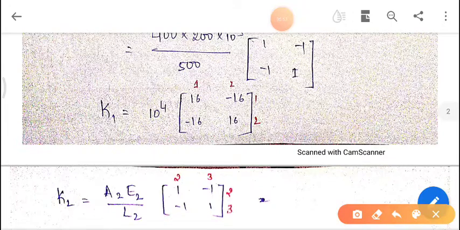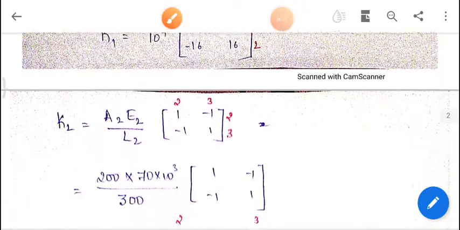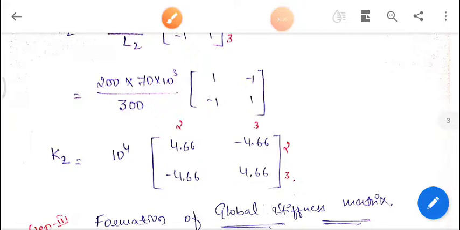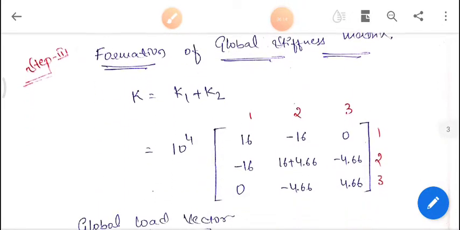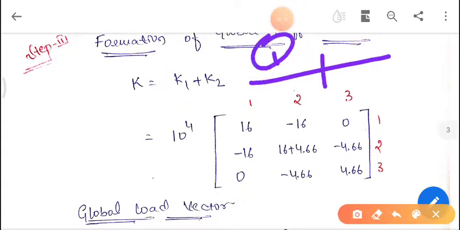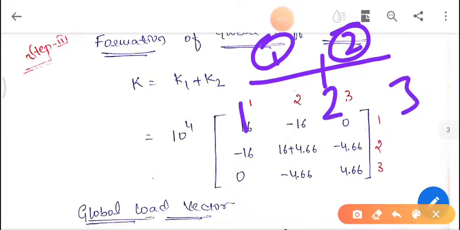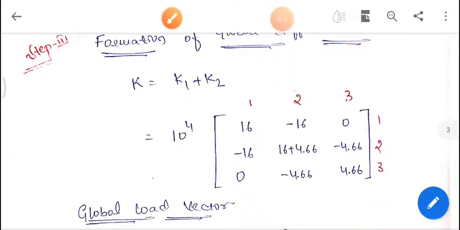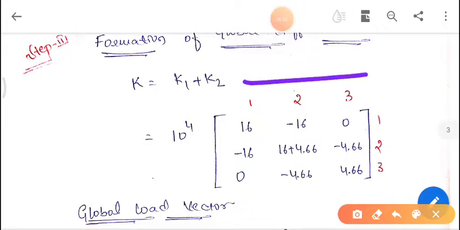K1 is equal to 10 raised to 4, 16 minus 16, minus 16 16. Similarly, K2 we have here 10 raised to 4, 4.66 minus 4.66, minus 4.66 4.66. These are two elements of stiffness matrix. Then we need to form the global stiffness matrix, where in this problem we have two elements, element 1 and element 2. So here two elements have three nodes, node 1, node 2, node 3. Since we have three nodes, the global stiffness matrix comes in 3 by 3 matrix.